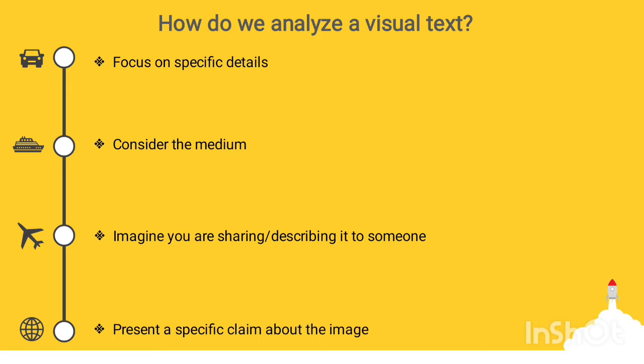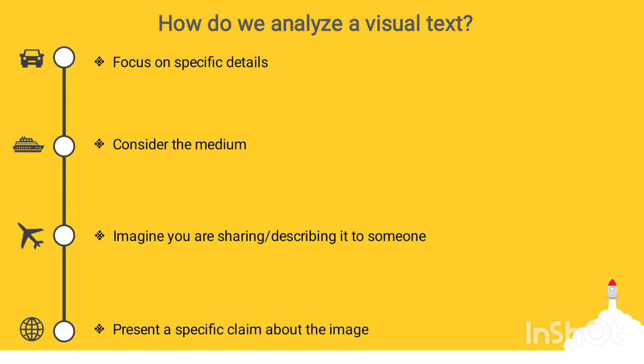Next is, how do we analyze a visual text? Focus on specific details. Focus more on what are the details that best describe the picture as a whole, like for example a bottle of a cold soft drink. When a cold object is exposed to the air, a condensation occurs, right? So the condensation on the bottle is the important detail of the picture showing that the soft drink is really cold. Consider the medium. We try to consider its medium whether it is a political editorial, just a normal photo, an advertisement, or a film.